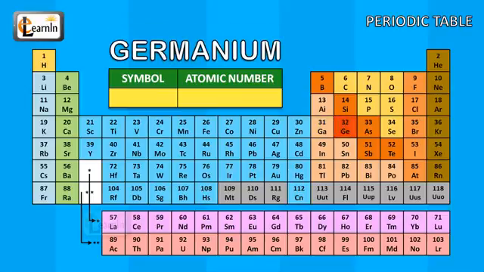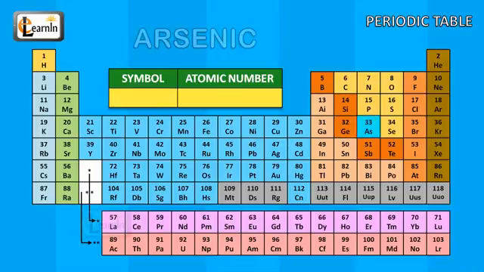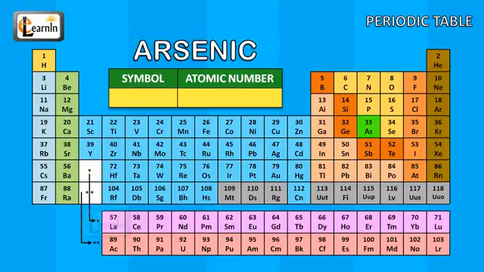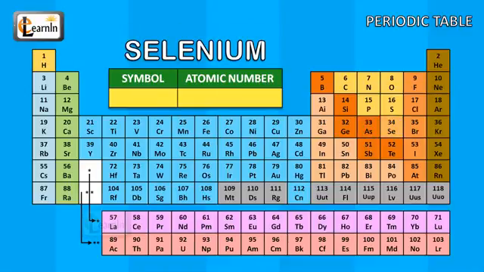The element germanium is represented as Ge and has an atomic number of 32. The element arsenic is represented as As and has an atomic number of 33. The element selenium is represented as Se and has an atomic number of 34.